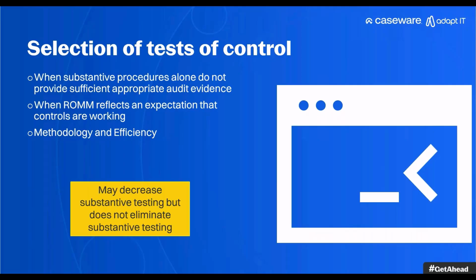So if those two points are not relevant, you will then refer to whether your firm has specific scenarios in the methodology where you need to test controls. Or if there aren't any requirements in your firm's methodology that require specific scenarios where controls are tested, then you consider efficiency. What is the best, most cost-effective way to get the sufficient appropriate audit evidence for this risk that you need to address?